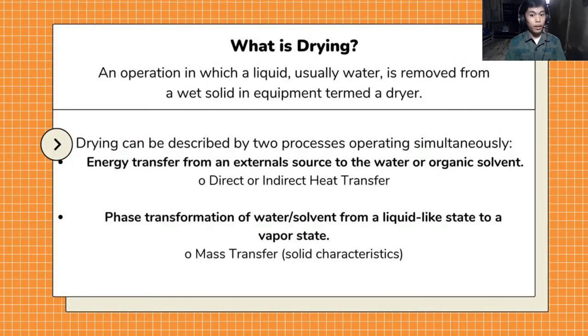Let's first define what drying is. Drying is an operation in which a liquid, usually water, is removed from a wet solid in equipment termed a dryer. Separation can be carried out either mechanically or thermally. We have two types of drying here, mechanical drying and thermal drying. Mechanical drying consists of a machine that has a rotary member. One example is the rotary dryer.